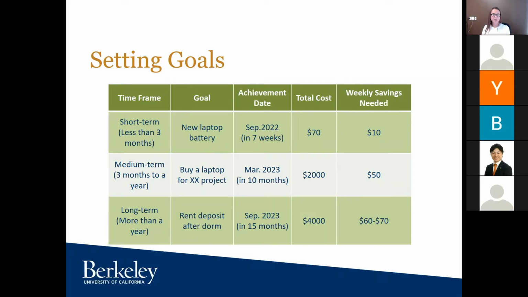Or let's look at the long-term goal. Let's say you want to have a deposit, the security deposit, to rent an apartment after you move out of the on-campus housing. So if you're going to do that in September of 2023, then that would give you about 15 months to save $4,000. And to do that every week, you would need to save $60 to $70. So as you're doing your budget each month, you can look at your extra and set some aside and say, okay, this week, $60 is going to go towards that rent deposit for next September 2023.